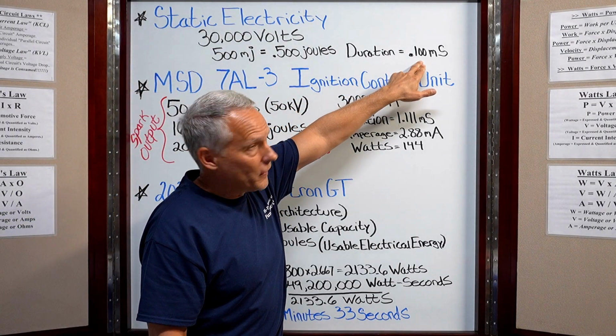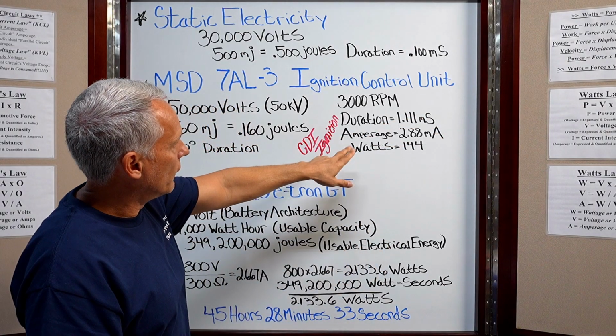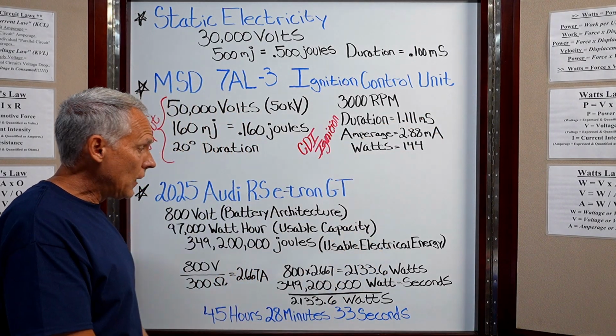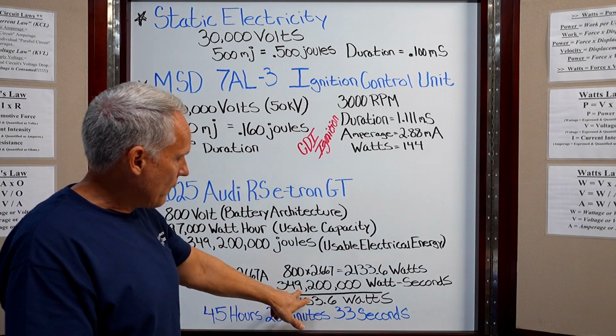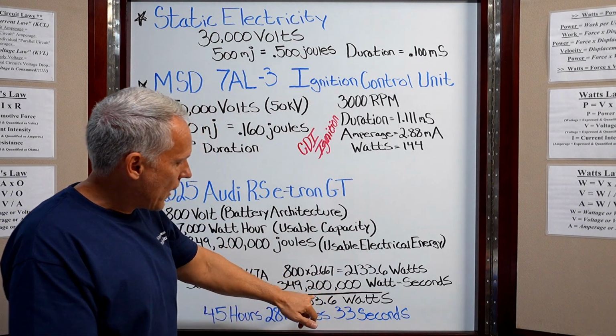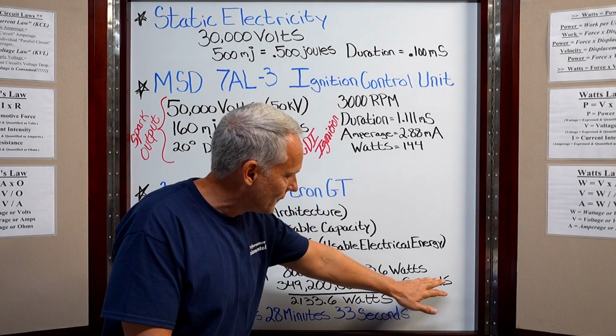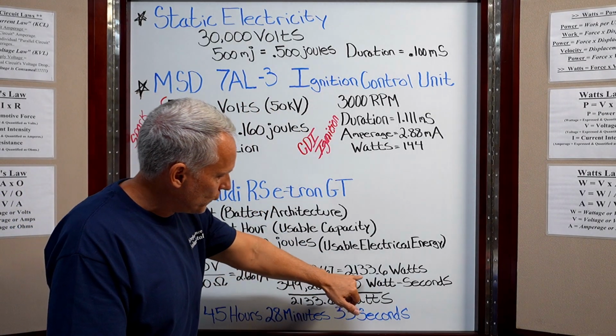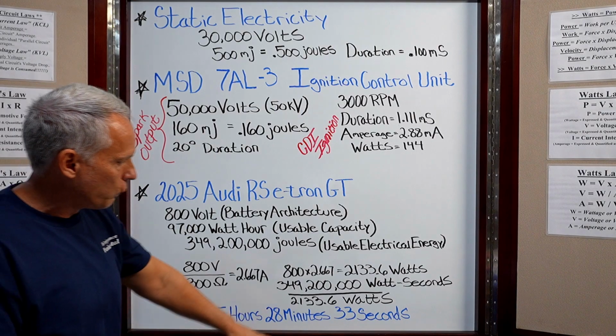1/10 of a millisecond, right? Is it going to electrocute us for 1.11 milliseconds? No. So basically you have 349.2 million watt seconds. That's going to electrocute us with 2133.6 watts.